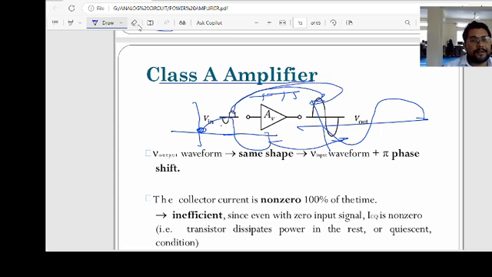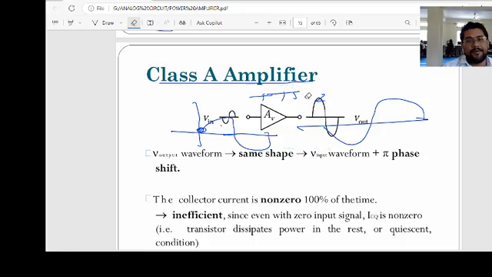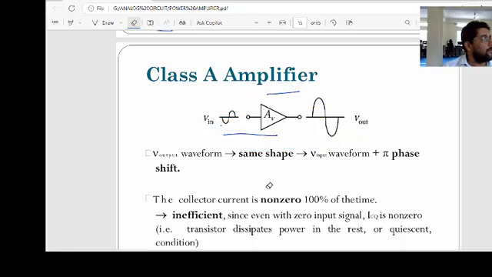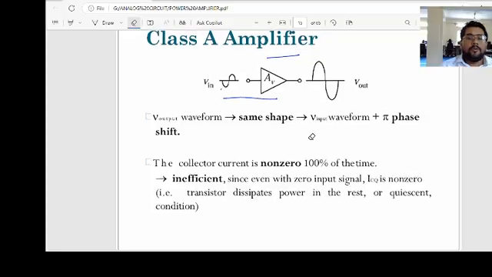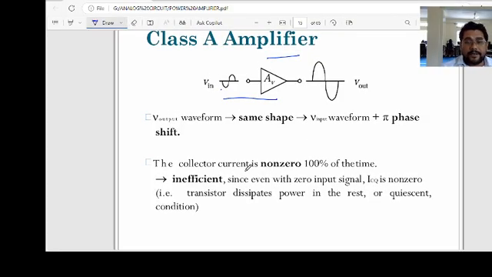So this is the amplifier. We have again the output waveform. The output waveform shape is shifted by pi. The collector current is non-zero. Why is the collector current non-zero here? Because the collector current is non-zero.